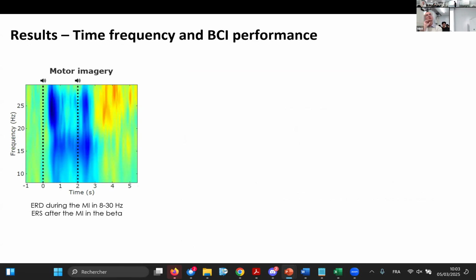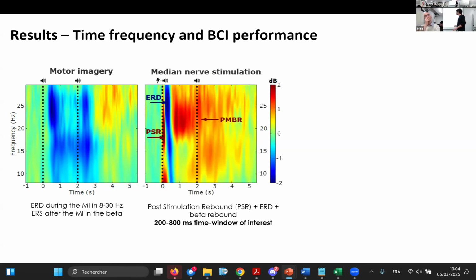So for the motor imagery task, we can see that we have a large ERD in the mu and beta frequency bands. For the beta frequency band, we have two separated ERDs, but it is in accordance with the literature for this kind of task. And after the motor imagery task, we have the beta rebound, mainly in the beta band. So now for the median nerve stimulation task, we can see that we have three different motor patterns.